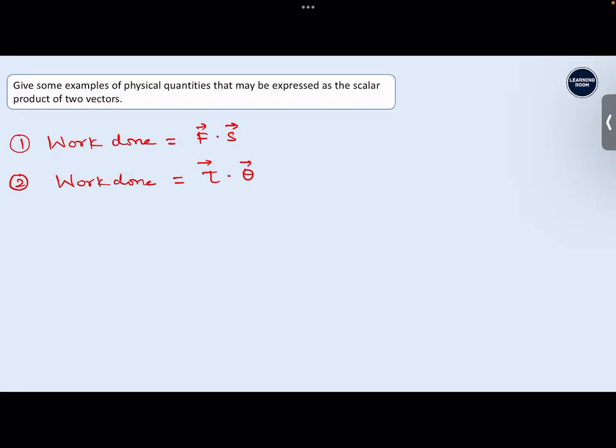where tau is a Greek letter, called torque, about which we'll be learning in detail in the 7th chapter. And this theta is called the angular displacement. Am I clear with this? Are you able to understand? So work done is also given as F vector dot S vector or tau vector dot theta vector.